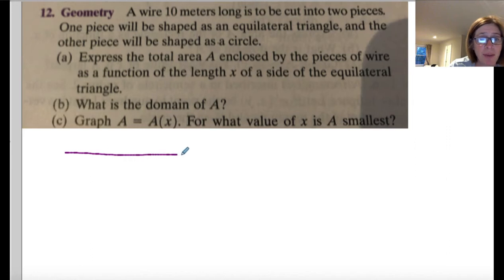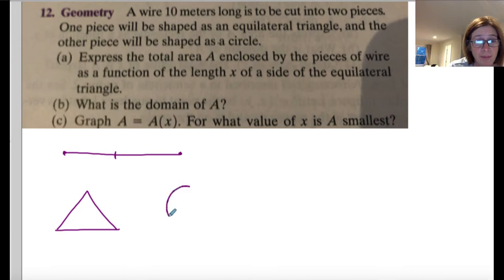Let's pretend that this is my wire. Sorry, it's not so straight. And we know we're cutting it into two parts. We just don't know their size, okay? One of them is going to be the equilateral triangle, and the other one would be the circle.